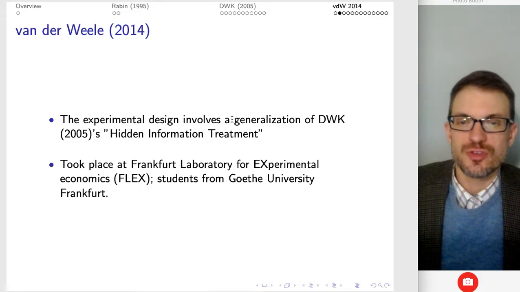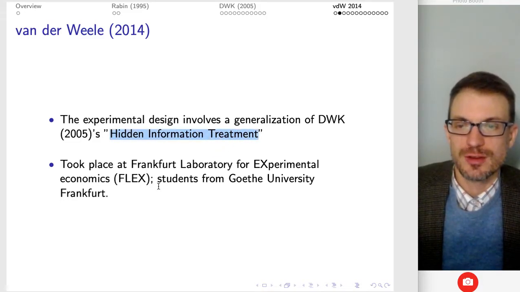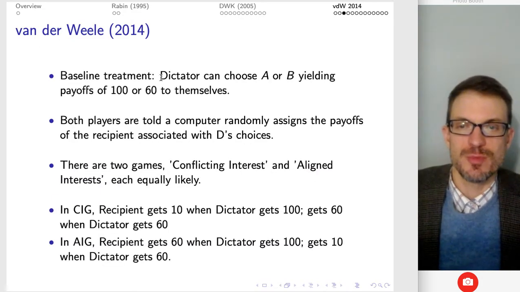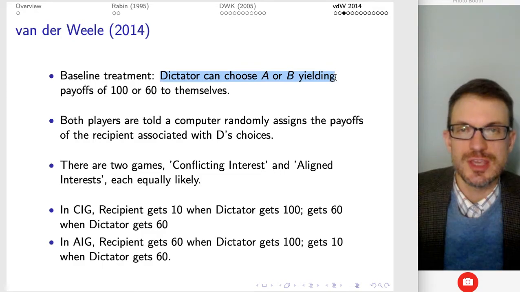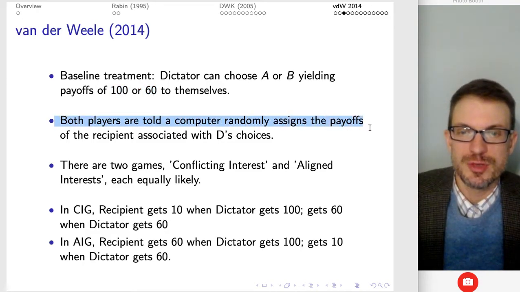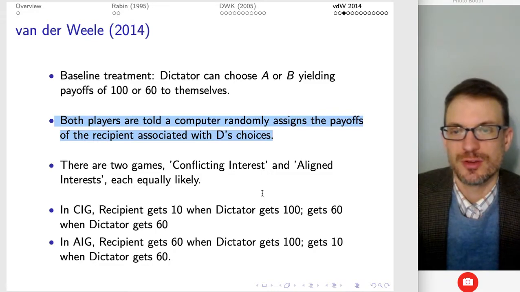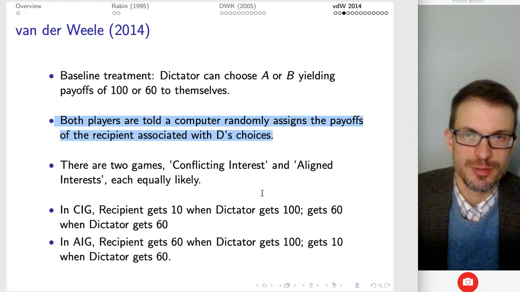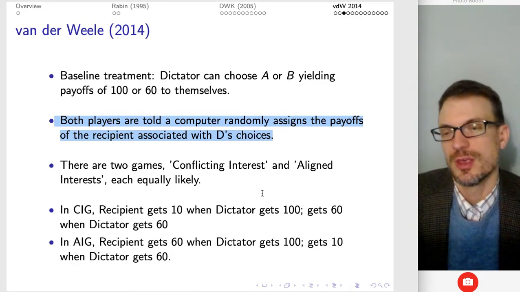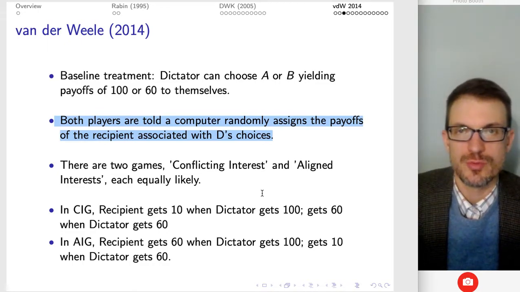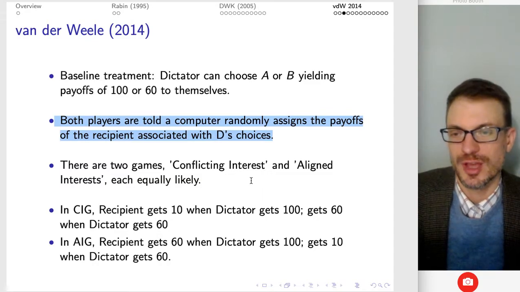So what they do is they try to generalize the hidden information treatment. This took place in Frankfurt. And their baseline treatment is you've got a dictator choosing either A or B, yielding payoffs of 100 or 60 to themselves. Both players are told a computer randomly assigns payoffs to the recipient associated with the dictator's choices. So the dictator's choosing between 100 or 60 for themselves, and then the computer's making the other choice. Now there's two games, so it's not just 100% random. You know kind of what the realm of possibilities for the recipient is because it's governed by these two games.